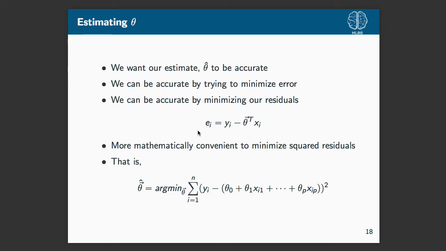Okay, so back to where we were before. We want to find theta such that our estimate theta hat is accurate. And we can be accurate by trying to minimize error. And in this matrix notation, our residuals can be written as this. e_i, the ith residual, can be written as y_i, the ith label, minus theta transpose x_i. And it's convenient to minimize the squared residuals, and it's more convenient mathematically, as you'll see in the next couple slides. So squared residuals is what we're trying to minimize. So our estimate theta hat is the argmin with respect to theta of this sum of squared residuals.